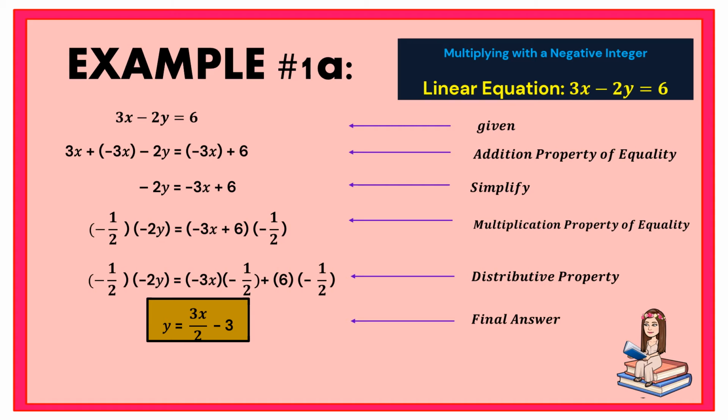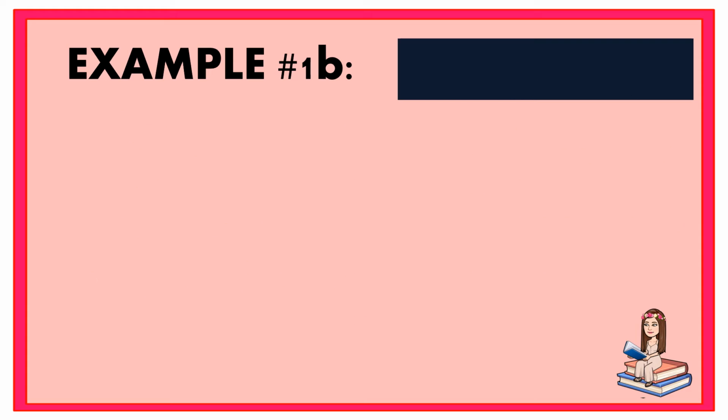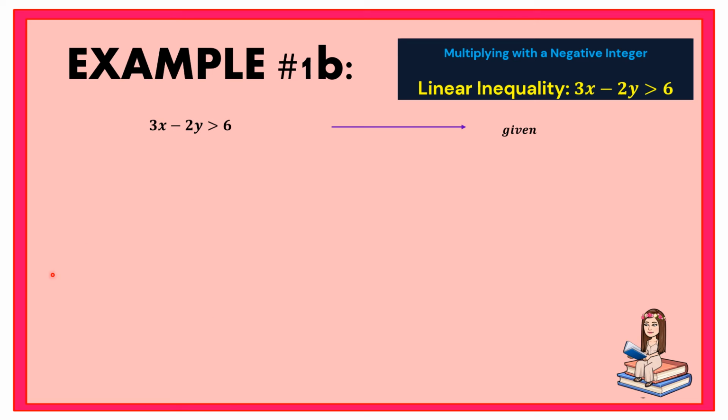But our lesson is linear inequality. So paano pong gagawin kapag linear inequality na? Same procedure. May konti lang na difference. So this time, linear inequality naman. Same given tayo. So ang given natin na ito, pinalitan lang natin yung equal ng greater than. Then, add negative 3 on both sides. So, parang addition property of equality. This time, addition property of inequality. So, mag-add tayo ng negative 3 on both sides, dito sa kaliwa at dito sa kanan.